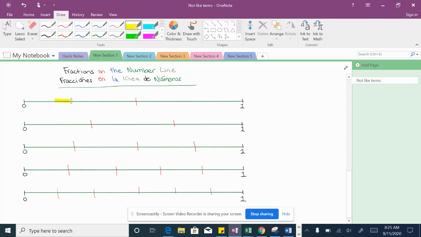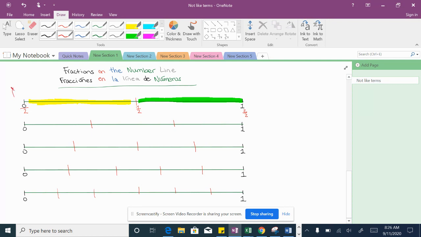Here we have one part and two parts. Aquí tenemos un parte y dos partes. So I know my denominator is 2. Entonces, yo sé el denominador es 2. 0 over 2, 1 over 2, and 2 over 2. 0 de 2, 1 de 2, y 2 de 2.